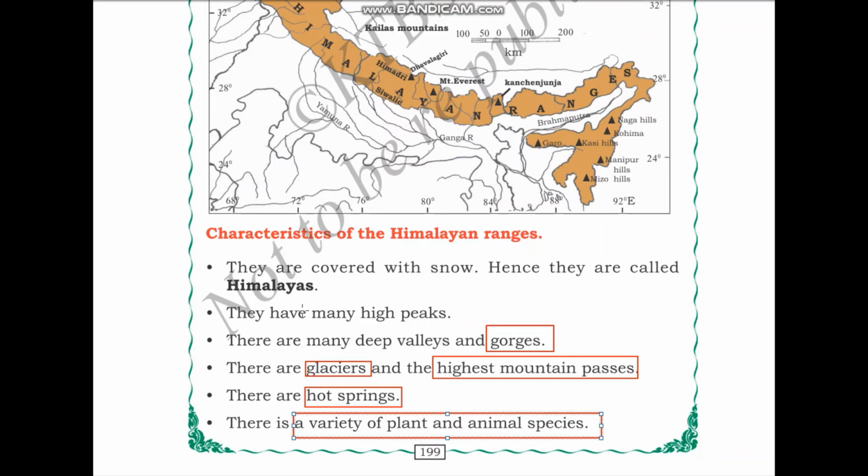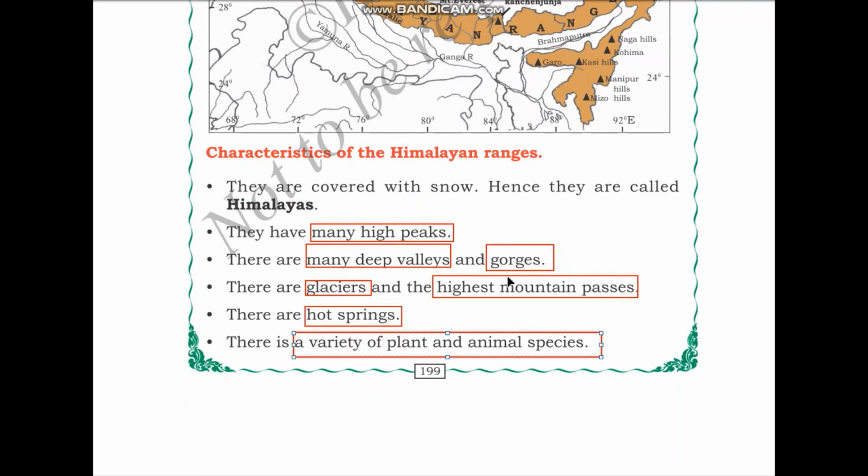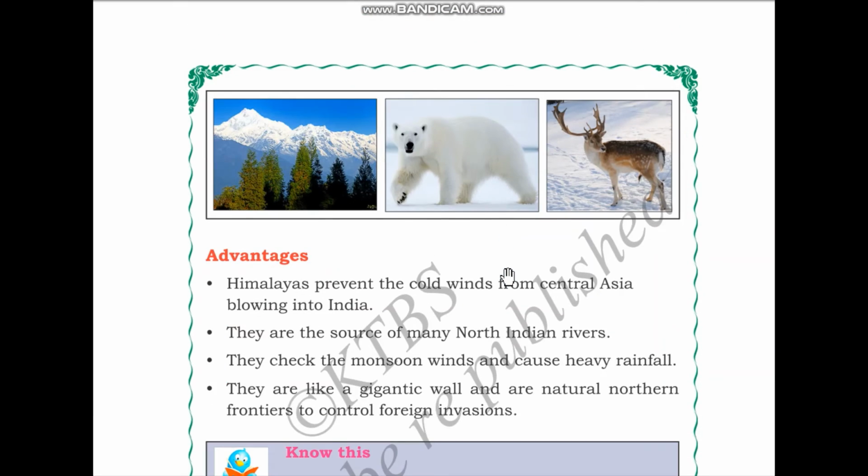Let us go through them one by one once again. So we can start from here. There are many high peaks, there are many deep valleys and gorges. There are glaciers and the highest mountain passes. There are hot springs and there is a variety of plant and animal species. Okay, so these are the characteristics of the Himalayan ranges.